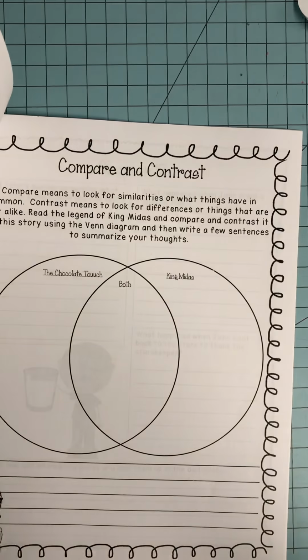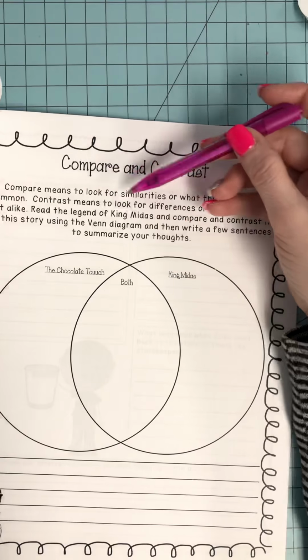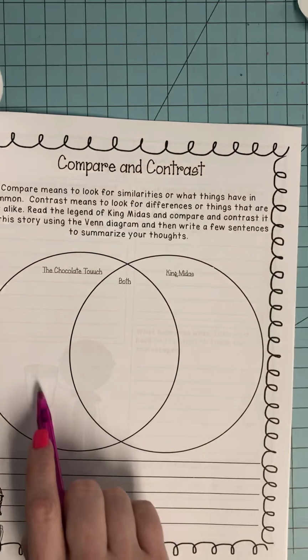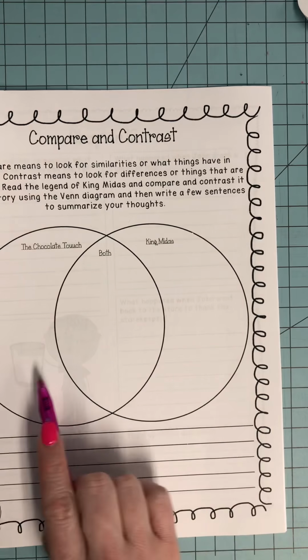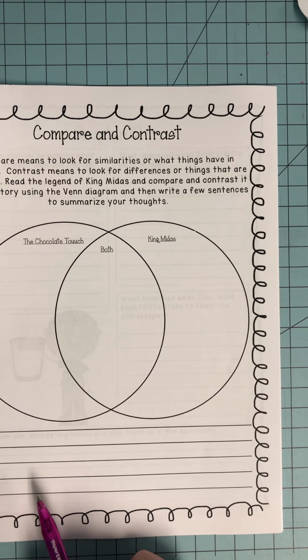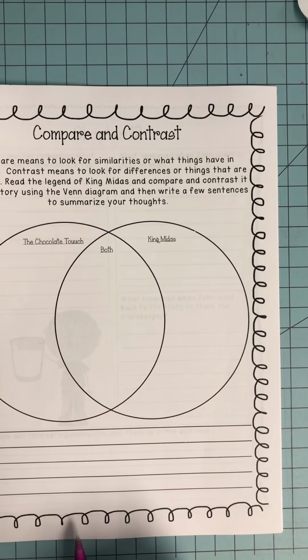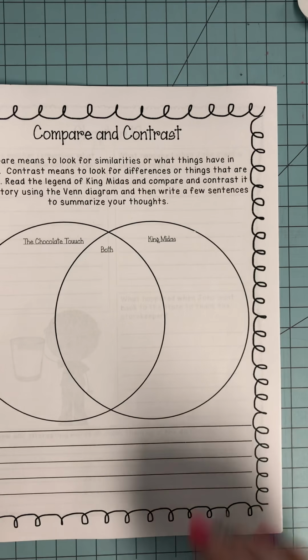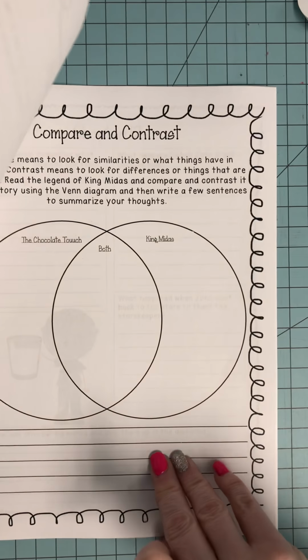Compare and contrast. Compare means to look for similarities or what things have in common. So that would be here. Contrast means to look for things that are different or things that are not alike. Read the legend of King Midas and compare and contrast it with the story using the Venn diagram and write a few sentences to summarize your thoughts. I don't know if she has King Midas available for you guys or not, but if she does, then you have that, okay?